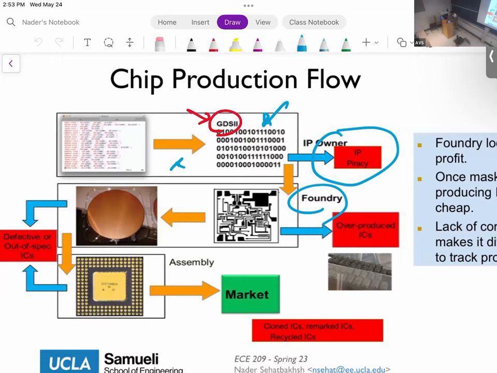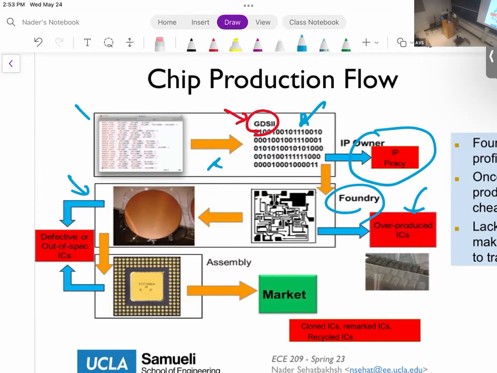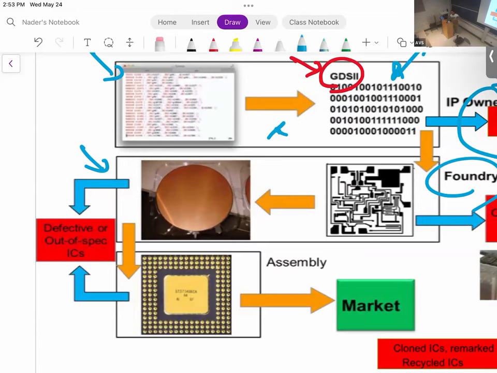So for example, Apple asks TSMC to give me 1,000 of these SoCs. Maybe TSMC decides to build 2,000 of these and then keep the 1,000 for themselves and sell it maybe in the black market or whatever, right? Because they have the capability of building as many as they want, and they can sell as many as they want, right? And then another thing that the foundry or the IP designer can do is build defective or out of spec ICs, right? They can intentionally make the IC not work to carry out some malicious activities that they want. These are usually called hardware trojans. I'm going to talk about that as well.